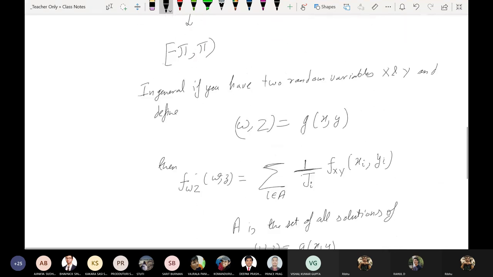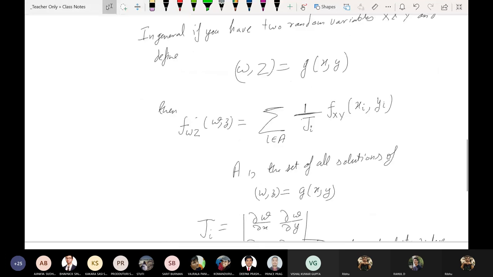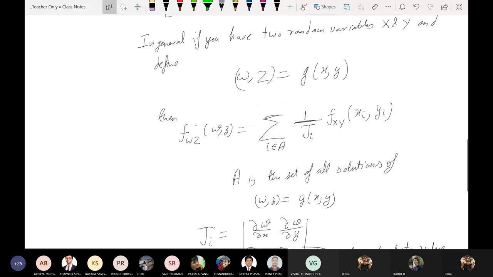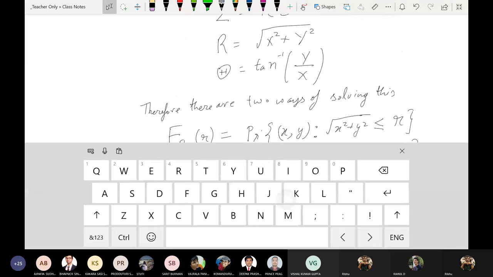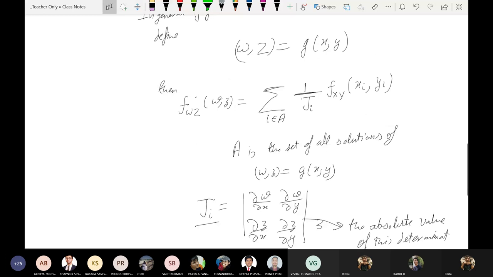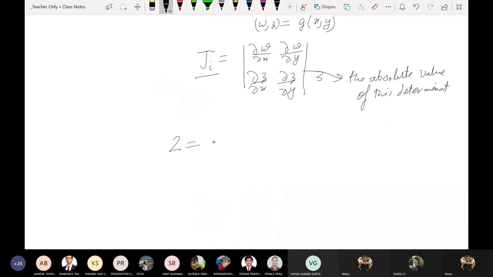So based on this, you can find the distributions of R and theta. And now coming back, Z equals X plus JY. Then expectation of Z equals, what will this be? Expectation of X plus J expectation of Y.